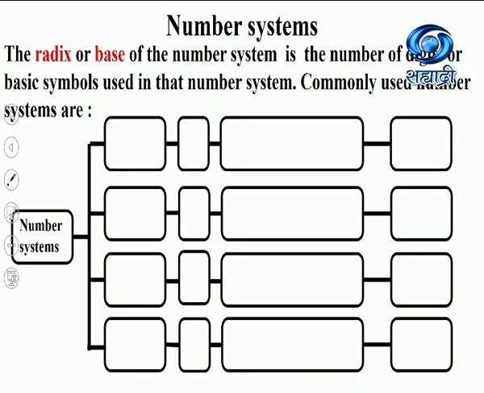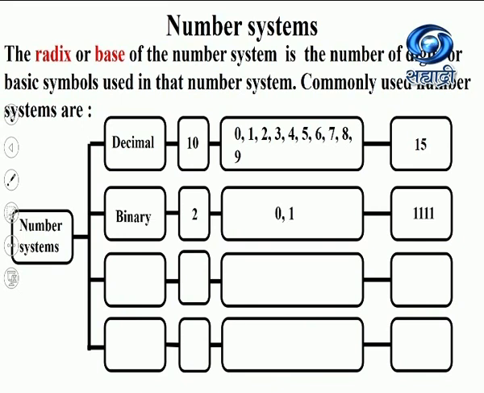So let us start with the number systems topic. The radix or base of the number system is the number of digits or basic symbols used in that number system. Commonly used number systems are, first, decimal number system. Its radix is 10. It has 10 symbols, that is from 0 to 9. And the example of this decimal number system is 15. Next number system is binary number system. Its base is 2. It has 2 symbols, 0 and 1, and example is 1111.